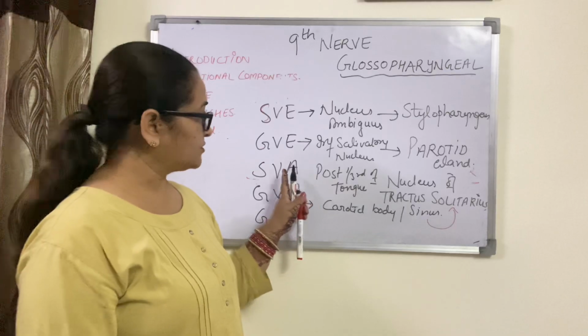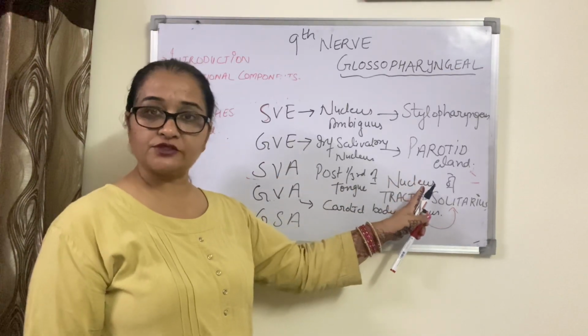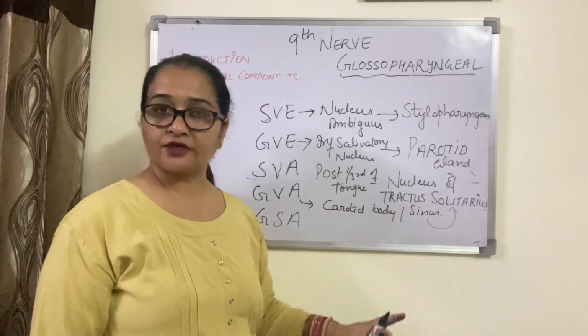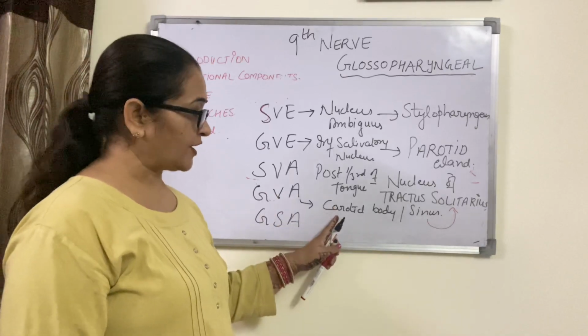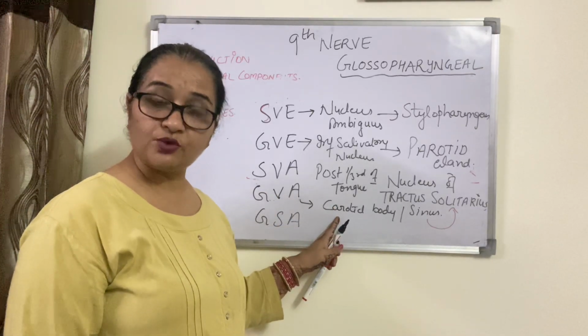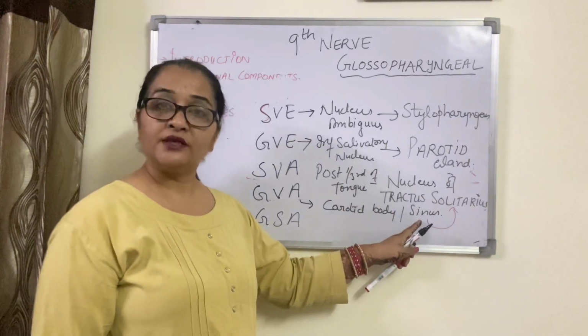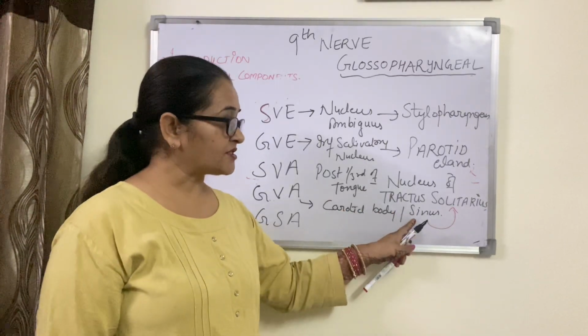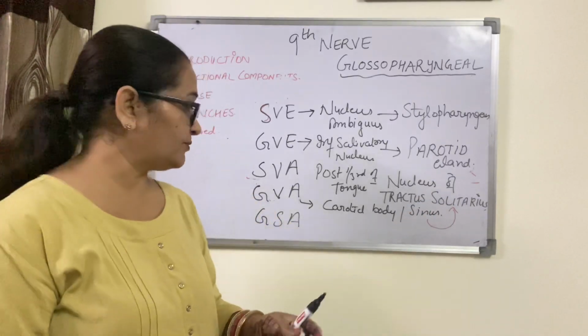So for the special visceral afferent fibers, the terminal or end station is the nucleus of tractus solitarius. And the same for the general visceral afferent fibers, the central processes of those neurons which are lying in the inferior ganglion. They are going to supply the carotid body and sinus, and ultimately they reach the nucleus of tractus solitarius after taking the information.